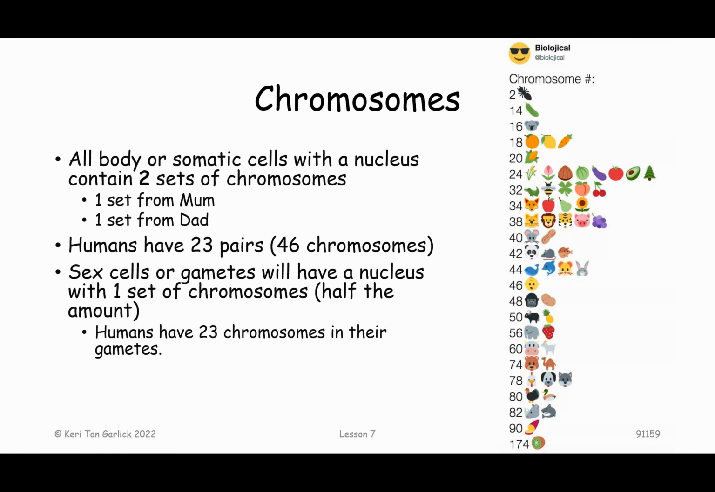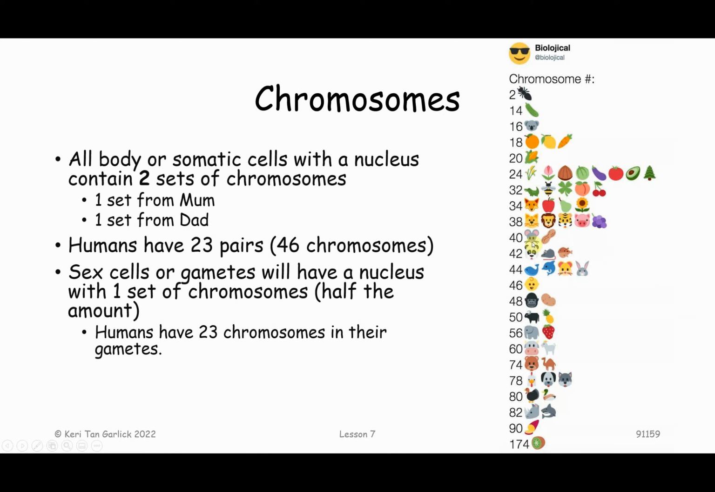However, with the sex cells, we have half that amount. So in the sperm or in the egg, there would only be 23 chromosomes. The reason why it needs to be halved is because when fertilization occurs, you're going to get a restoration of the chromosome number. If we didn't do that and we didn't have meiosis, we'd be doubling our chromosome numbers with each generation, and that can cause a lot of problems.